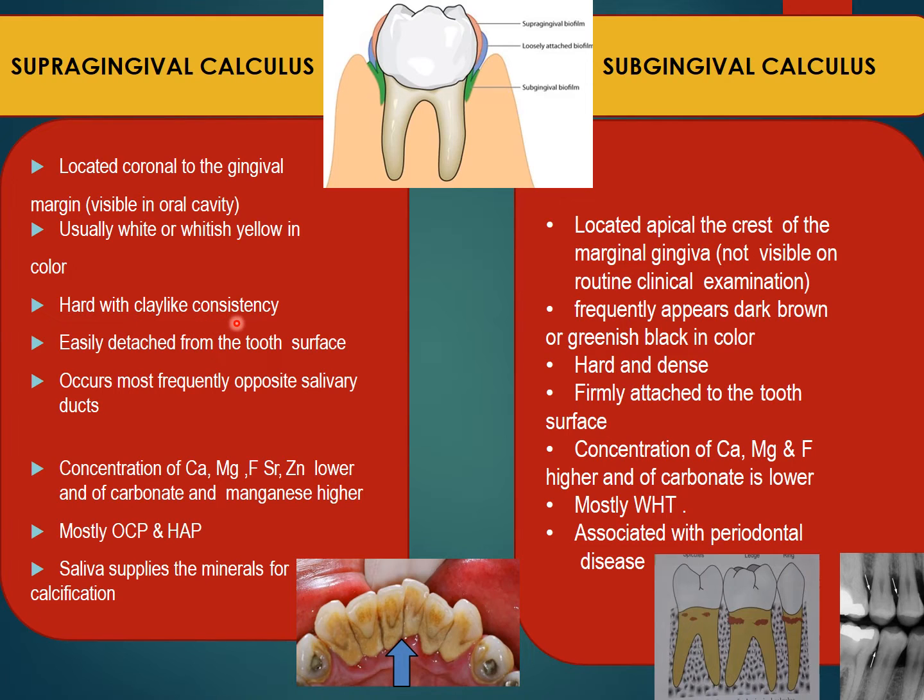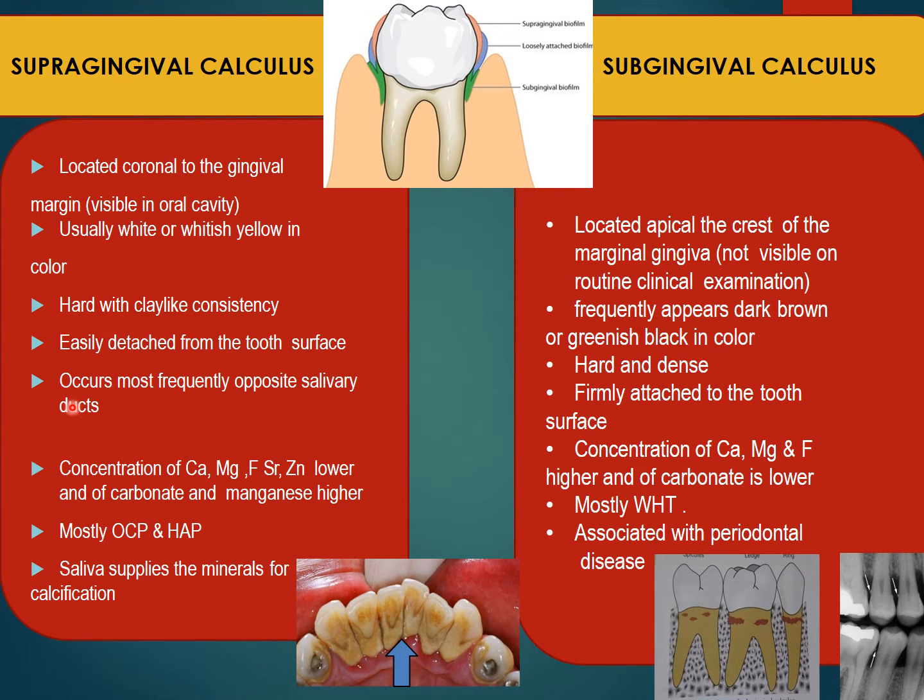The other one is hard and dense. Since it is salivary and supragingival, it can be easily detached from the tooth surface, whereas subgingival calculus is firmly attached to the tooth surface. The main source of mineralization is GCF.